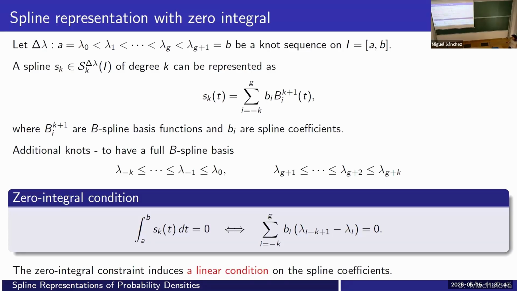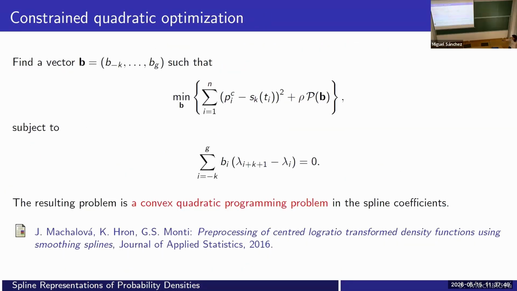So if we put it together, we can rewrite the problem to find a vector of coefficients which minimizes the penalized least square subject to this linear condition. So it means that we have, in fact, a quadratic problem with linear condition. So it's a constrained optimization problem. And this way, how to deal with it, we described in this paper, which is 10 years old.